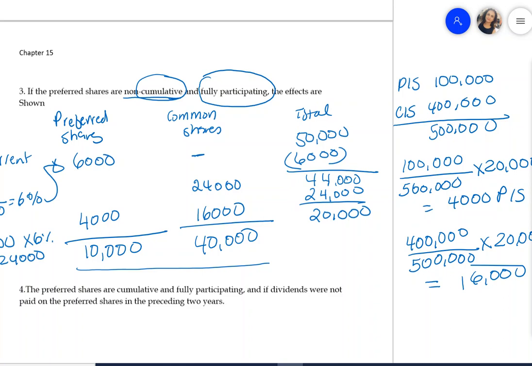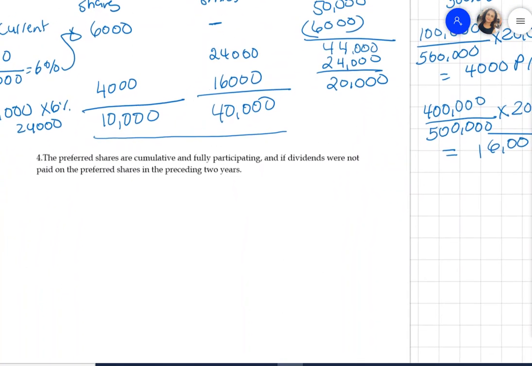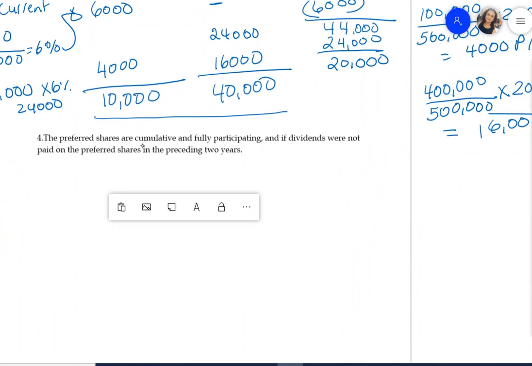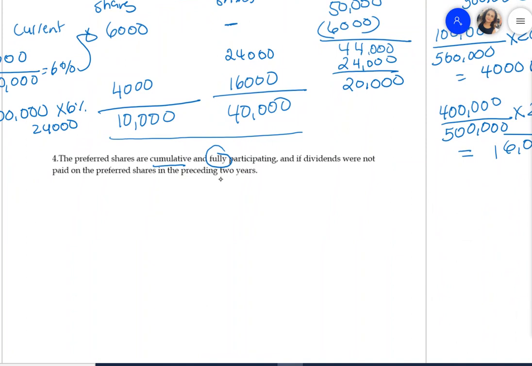Now the next question is a little bit different. Now what changes in the next one? They're saying that now we made it cumulative and fully participating. So everything is exactly the same thing, except the preferred shares are cumulative and they are not paid for the last 2 years. So you have to pay the arrears first, then the current year, and then you're going to distribute what we needed to distribute according to the fully participating. So let's do preferred shares, then we have common shareholders, then we have a total.